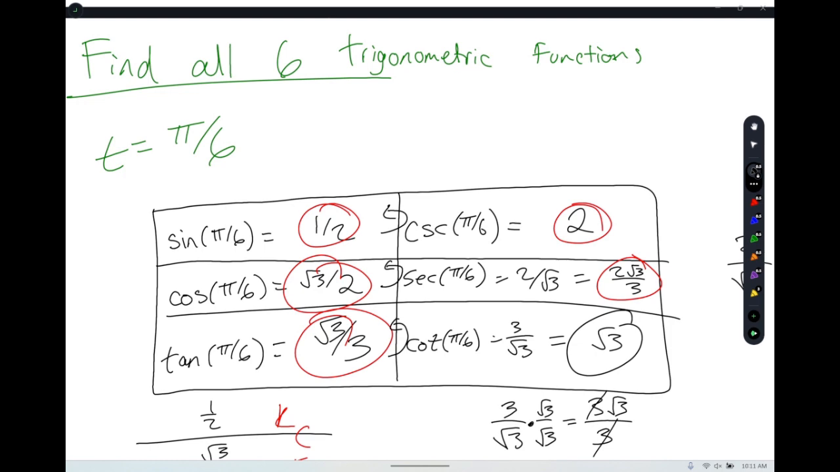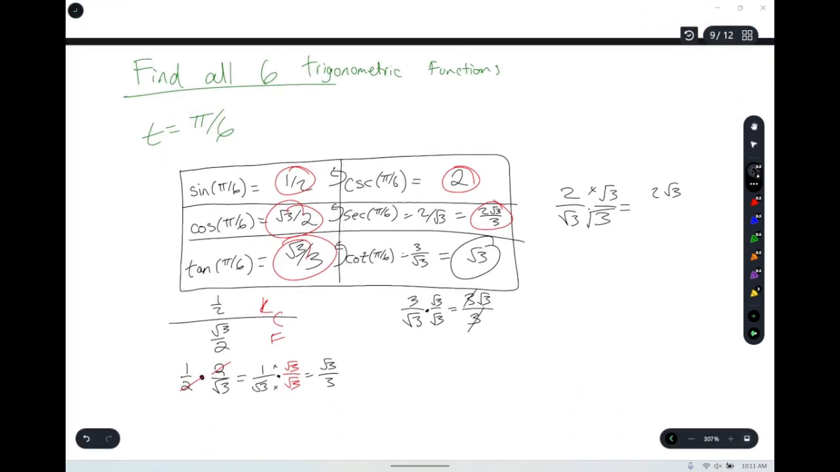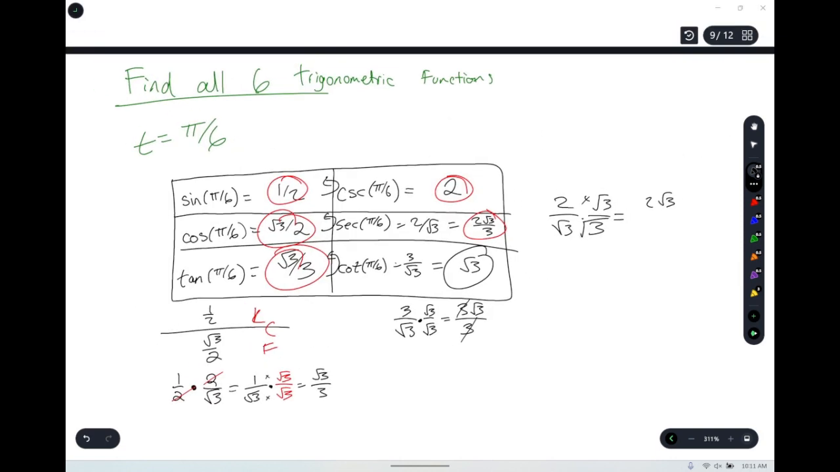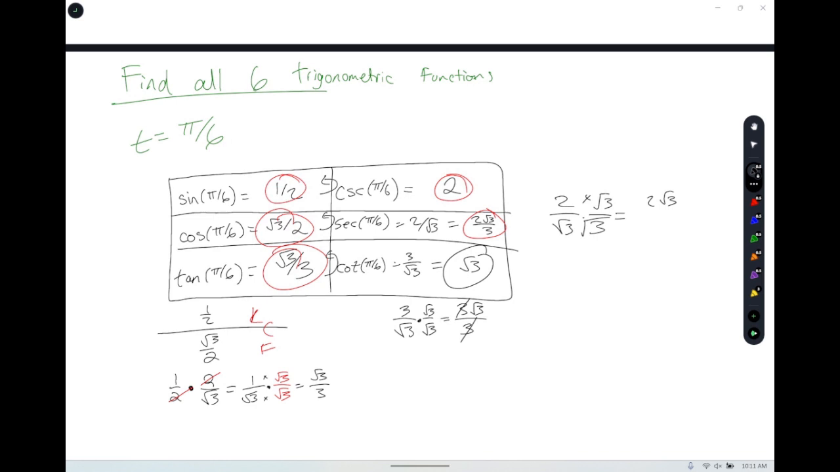Under the tan is where you get the math for that. I think so. For the keep, change, flip? Yeah. That math is called radicalizing a denominator.